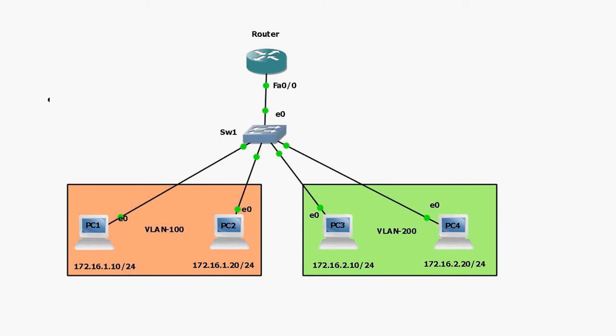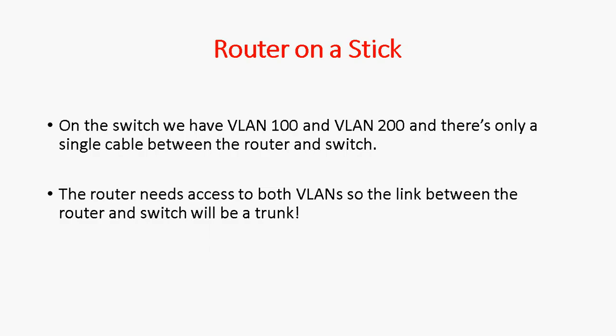For VLAN 100, I am assigning the IP as 172.16.1.0/24 network, and for VLAN 200, I will assign 172.16.2.0/24. So PC1 is 1.10 and PC2 1.20, PC3 2.10 and PC4 2.20. On this switch, as mentioned earlier, I created VLAN 100 and 200, and there is only a single cable connecting the router and switch. So the router needs to access both VLANs. So the link between the router and switch should be a trunk link.